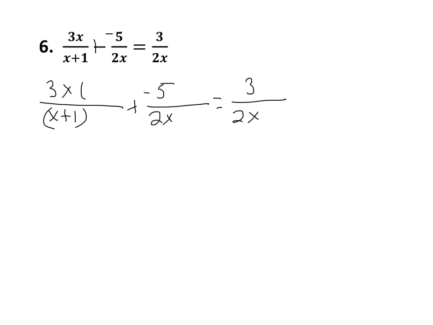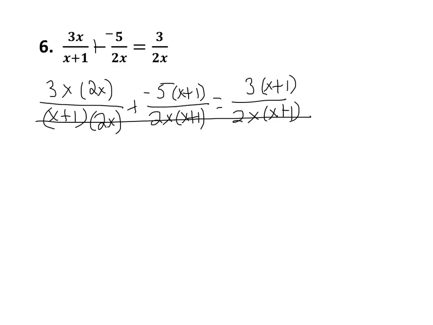What's the first missing from the second? The 2x. What's the second missing from the first? X plus 1. Same thing here. Now we have the same denominator, so get rid of it. So you get 6x squared minus 5x minus 5 equals 3x plus 3.